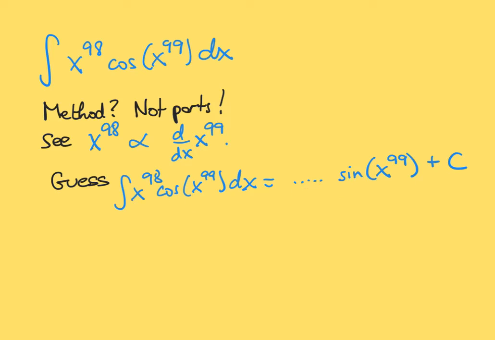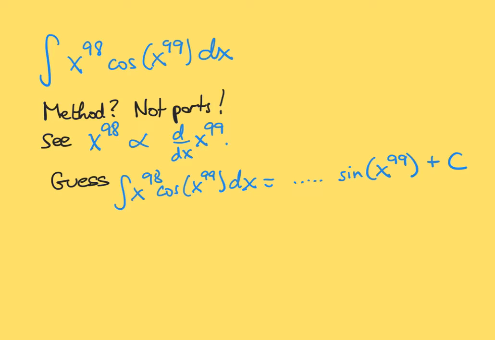So if I differentiate the sine of x to the 99, well, if I differentiate sine, I'm going to get the cosine. And that's great, and I don't change the argument, so I'll have cosine of x to the 99. And then what I will do is because I'm using the chain rule, I will multiply by the derivative of the argument of the sine. So I will multiply by the derivative of x to the 99, and that would be 99x to the 98. Well, x to the 98 I love, but I don't have a 99 here.